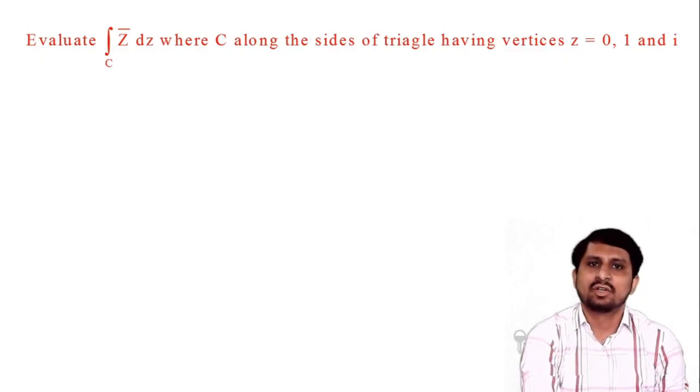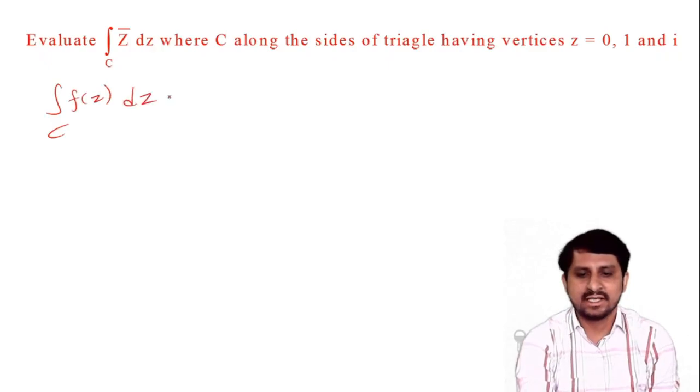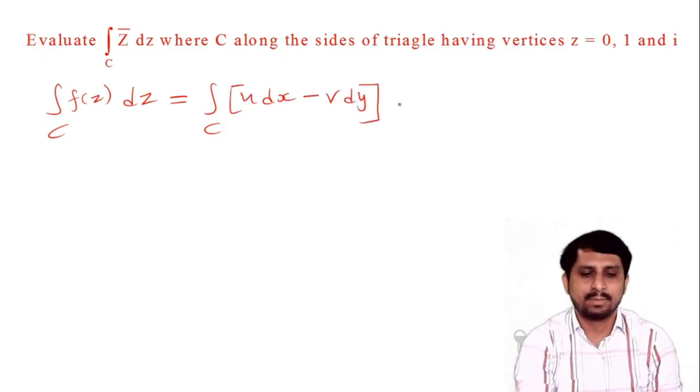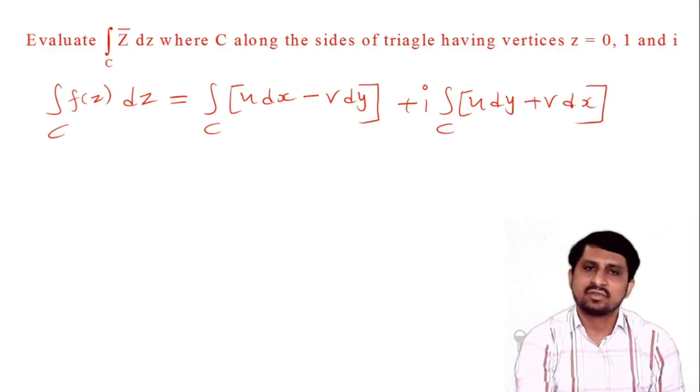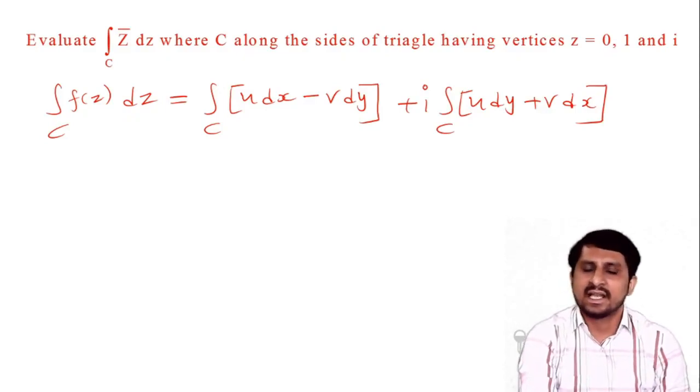As you all know, for this complex integration, what is our first topic? First topic is line integral, and for line integral you have to remember this important formula. What is our important formula? Let me revise you. Integration f of z dz is equal to integration u dx minus v dy plus i integration u dy plus v dx. So first of all you have to remember this formula for line integral, right?